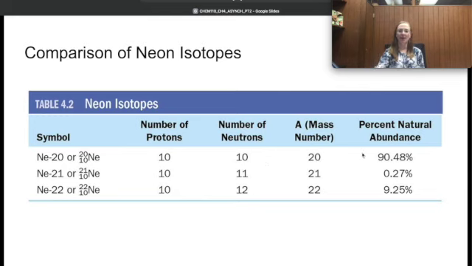We'll talk about this in just a second, but this is the percent natural abundance. So most of the time when we're talking about neon, we're talking about neon-20. If you just say neon, I assume you mean neon-20, because I assume you mean the one we have the highest percent abundance for. But neon can also exist in the other two in just a very small amount. We wouldn't often see a neon-21 or a neon-22. We'll most often see a neon-20 atom in existence.